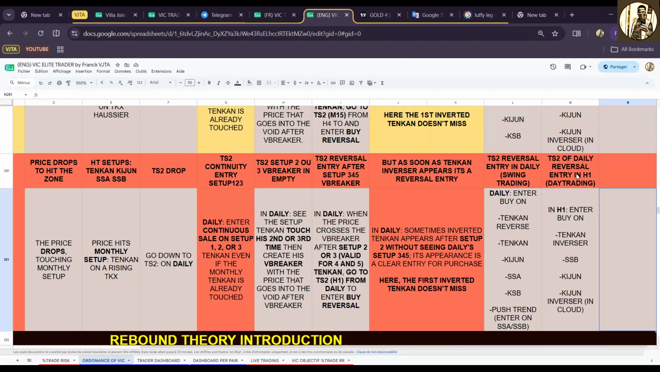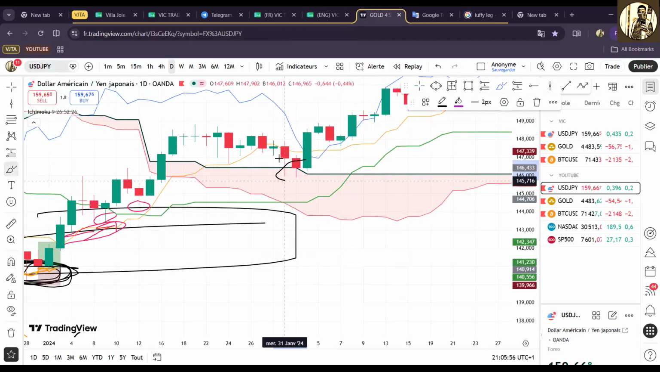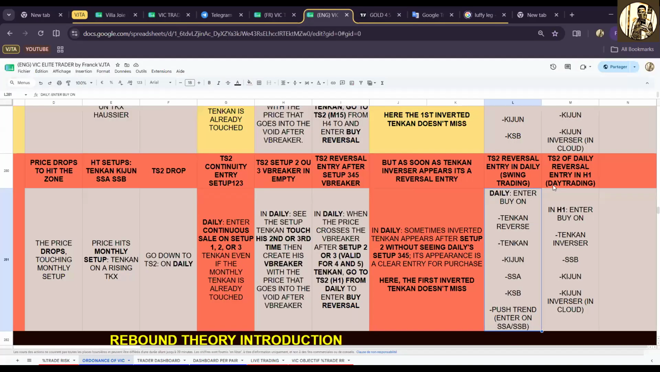So now you can take day trading, swing trading positions from daily. If you buy on daily, you can buy on Tenkan inverted push trend, like you can buy literally anywhere here, on SSB inverted here. Those are the places where you can buy, right? You can buy on daily. Now, you can also go and enter on H1 and start buying other positions.